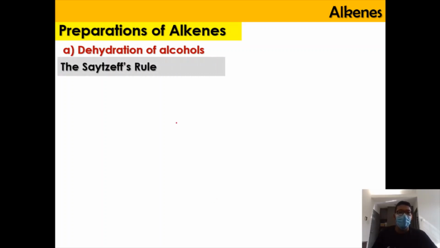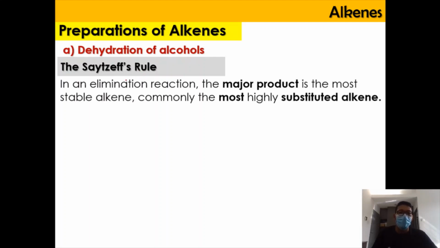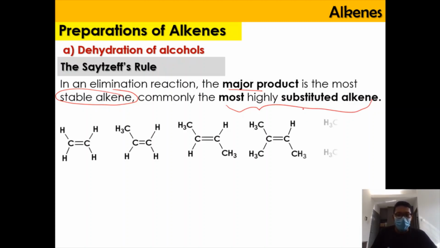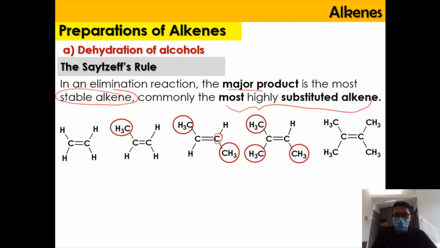Now we're going to come back to the Saytzeff Rule. According to the Saytzeff Rule, in an elimination reaction, the major product needs to be the most stable alkene, which is the most highly substituted alkene. So what is meant by this? The most substituted alkene means the position at which the carbon has a lot of carbon-carbon attachments. The more attachments they have, the more stable it is.